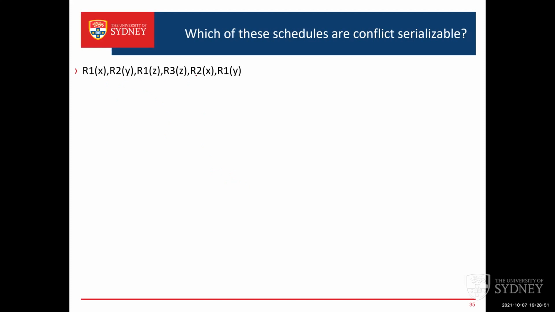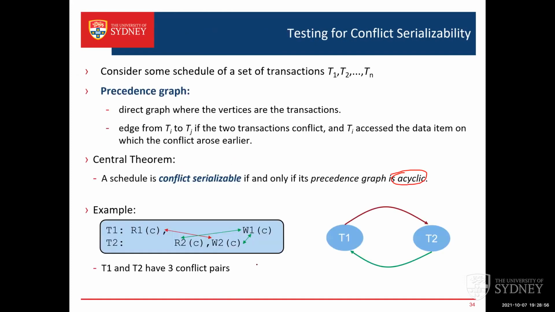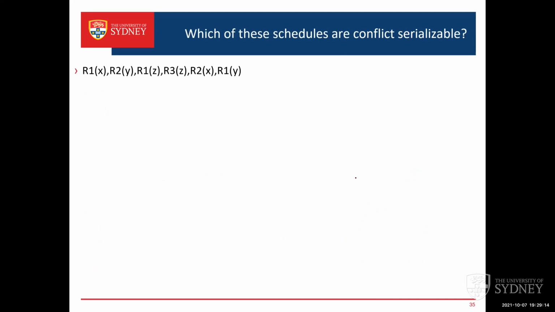Someone is asking about the third conflicting pair. Sorry, I need to move back here because someone is asking about the third pair, this one. So this one is already an edge in here from T2 to T1, right? So that's why we are not drawing that edge. If I need to draw this one, I have to draw this one again, right? So we'll draw only once. That's why there is nothing there. Okay.